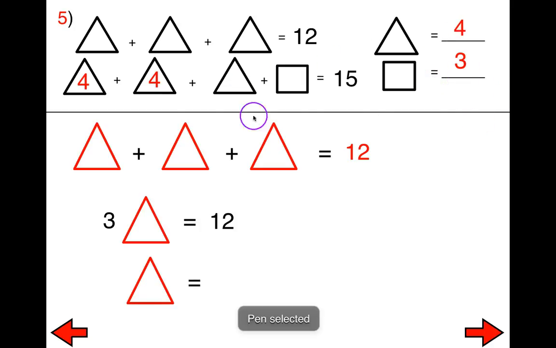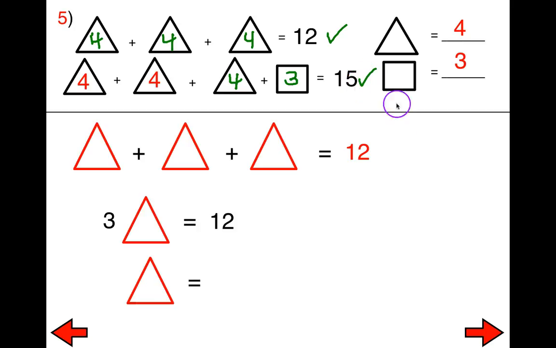But let's just double check to see if this checks out. 4 plus 4 plus 4 equals 12. That is true. Plus 3 does equal 15. Absolutely.